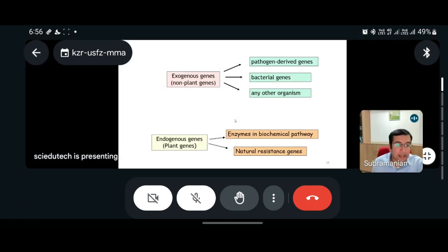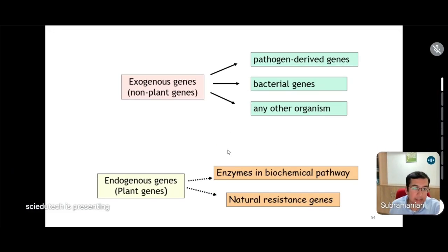So there are different types of genes that you can actually express in plants. You can introduce non-plant genes, which are called exogenous genes. Like genes derived from pathogens, from bacteria or any other organism. For example, I showed you a plant expressing luciferase enzyme, right? Those are exogenous genes. You can also have endogenous genes, meaning genes from the plant itself. These can be genes encoding enzymes in a particular biosynthetic pathway or natural resistance genes. Next slide, please.